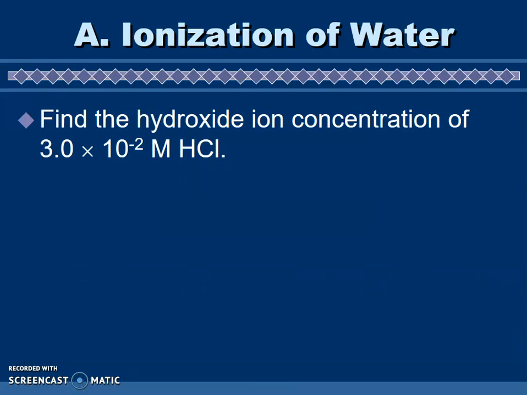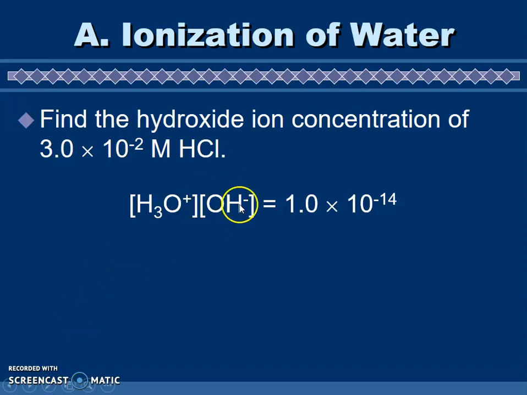Let's do an example. Find the hydroxide ion concentration of 3.0 times 10 to the negative 2 molar hydrochloric acid. Okay, so there's our equation that we just got, and we want to find the hydroxide ion concentration. So we want to find the OH. That is our unknown. We have the concentration of hydrochloric acid. Since it starts with the letter H, that lets us know it's an acid. So that's going to go in the hydronium because acids create hydroniums. So this concentration will go into this location in our equation.